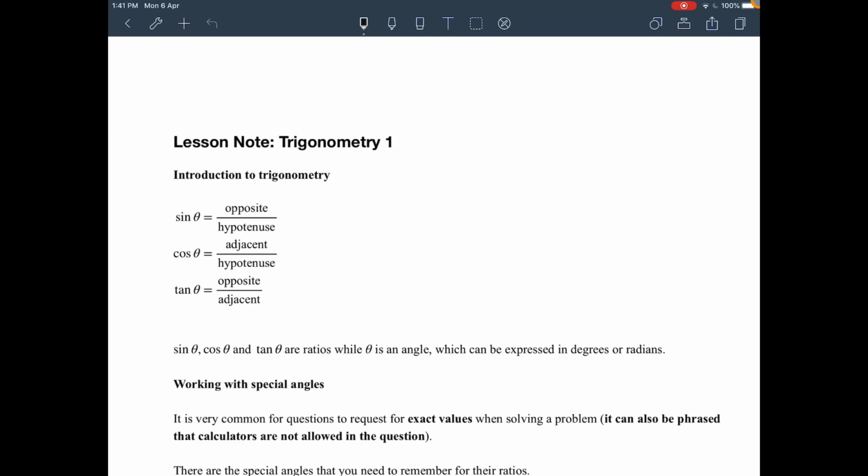First, let us go through the three trigonometric ratios: sine theta, cosine theta, and tangent theta. So these three trigonometric ratios come from a right angle triangle. We have theta here, so this side would be the opposite, the adjacent side is this, and the hypotenuse. So sine theta is defined as the opposite side divided by the hypotenuse. Cosine theta is adjacent over the hypotenuse, and tangent theta is defined as the opposite over the adjacent side.